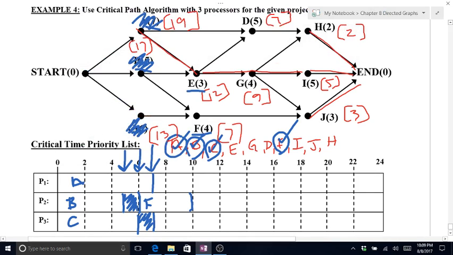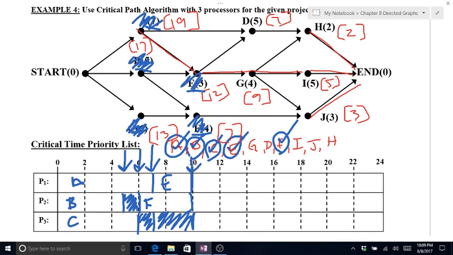E is the only one opened. So E can now be scheduled. And that takes 3 minutes, so that takes me to 10. Okay, E was the only one to open up. So therefore, we need to idle until my next tasks are done at 10 minutes. At 10 minutes, E and F are finished.